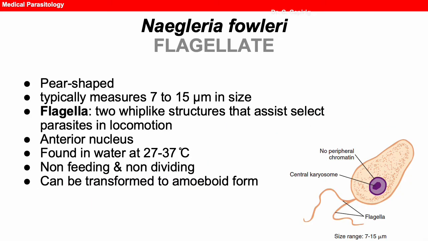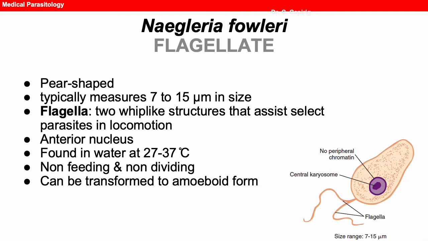The flagellate form of the Naegleria fowleri is pear-shaped. This is the unique feature. It is a pear shape, typically measuring 7 to 15 microns. The flagella has two whip-like structures that assist the parasites in locomotion. It has an anterior nucleus. When you say anterior, it refers to the proximity of the flagella.